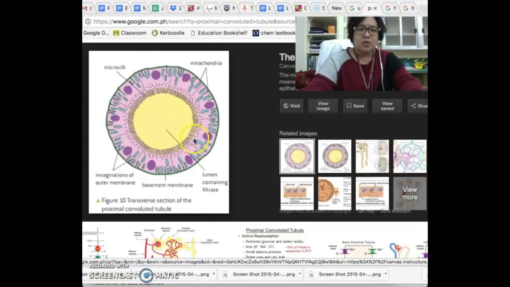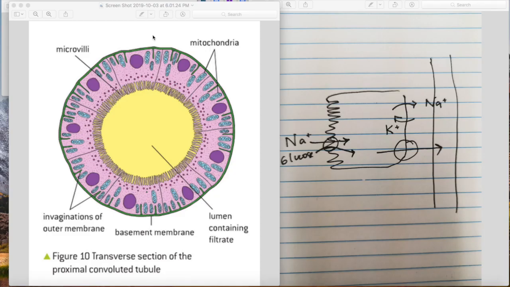So this is your proximal convoluted tubule cross section. We're looking at a top view of the tube. So this is the inside of the tube. This is the outside of your tubule. So what you need to explain here is the method of reabsorption in the proximal convoluted tubule. Reabsorption simply means absorption back into the blood or back into the tissue of your kidney. So how is the filtrate here reabsorbed, or moved back into the tissue of the kidney, or back into the blood vessels in the tissue of the kidney?